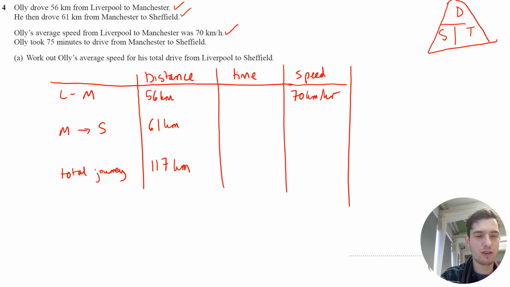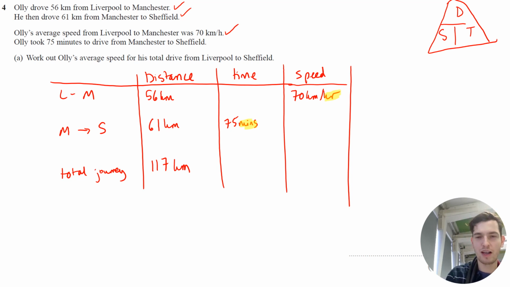The average speed from Liverpool to Manchester was 70 kilometers per hour. So that goes in speed, 70 kilometers per hour. And then Ollie took 75 minutes to drive from Manchester to Sheffield. So that's 75 minutes. Okay, I'm going to have to come back to that later, I think, because my speed is in hours. So I'm going to need to change that minutes to hours, but I'll do that later.